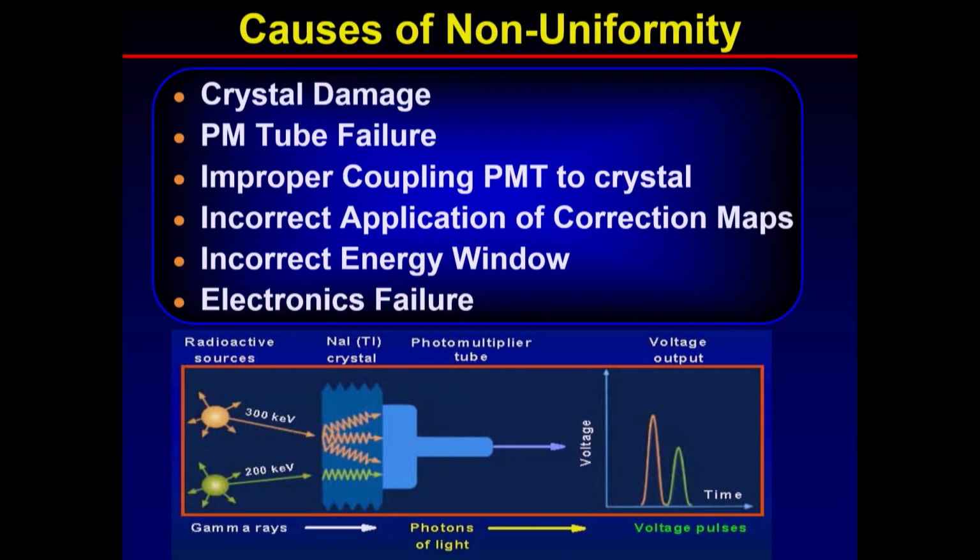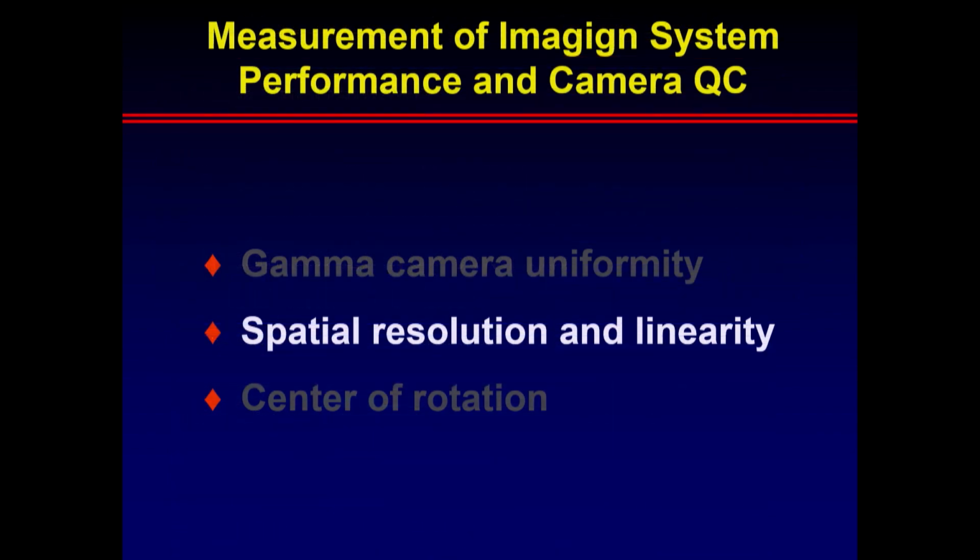Okay, so causes of non-uniformity are multiple. You can have crystal damage, you could have PM tube failure, which actually is not the case with CZT cameras because they don't use PM tubes anymore. You can have improper coupling of the PM tube to the crystal, incorrect application of correction maps, which you have to apply every day to your system. And you can have problems with energy windows, etc. So you have to look at all of these things when you look at your floods or you look at the uniformity across the crystal as a potential reason why you're having poor uniformity on the screen. Okay, so that's gamma camera uniformity.